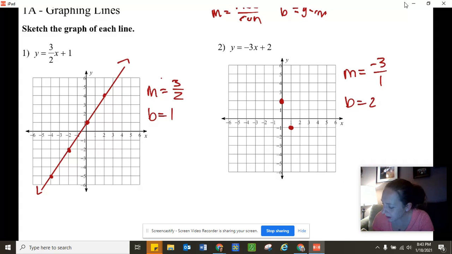So I'm going to go down 3 and right 1 again. And then since I ran out of room, I'm going to go up 3 and backwards 1. So if you did it right, you should make a straight line. And then always put arrows on it because lines go on forever. But there you go.